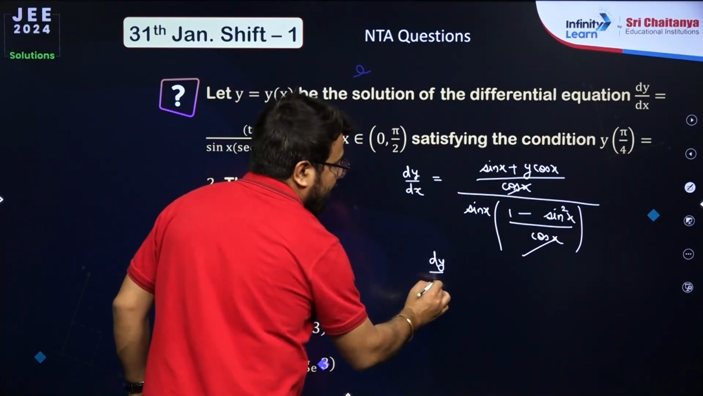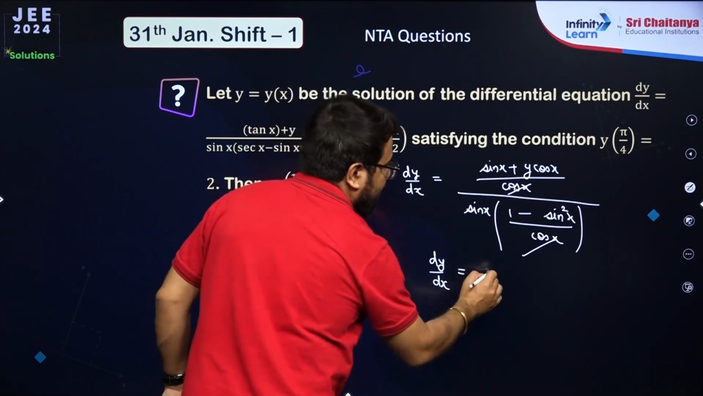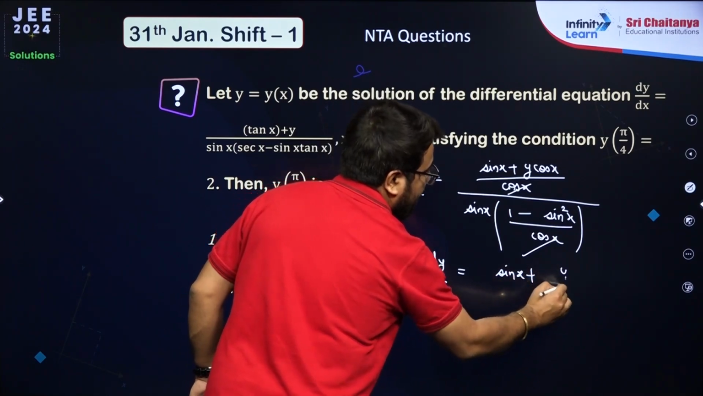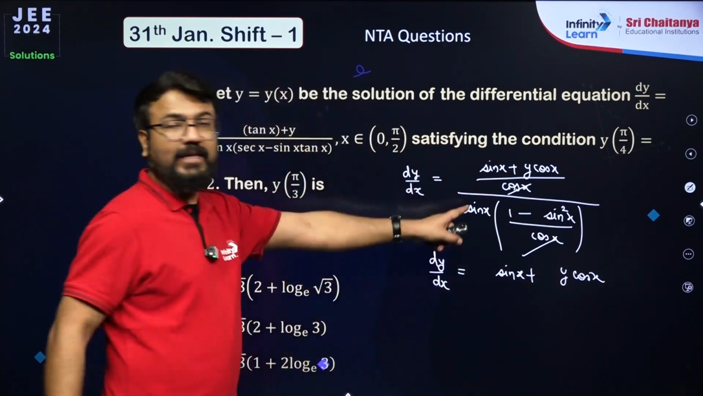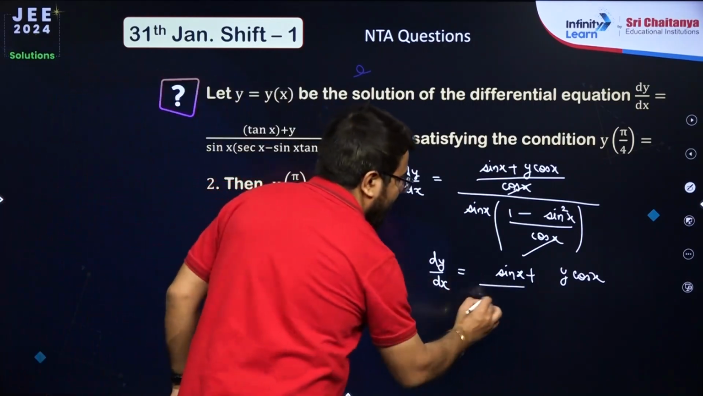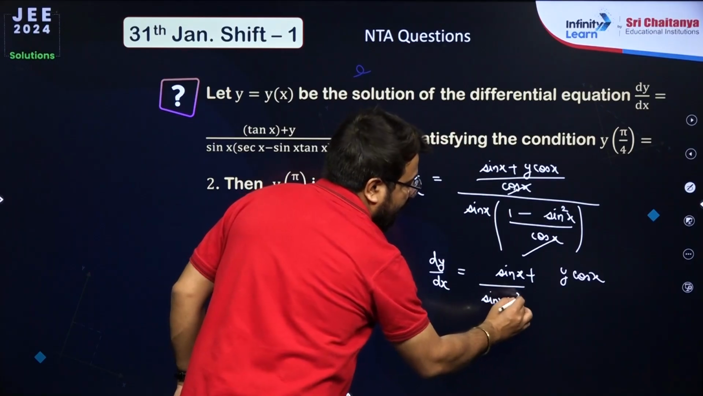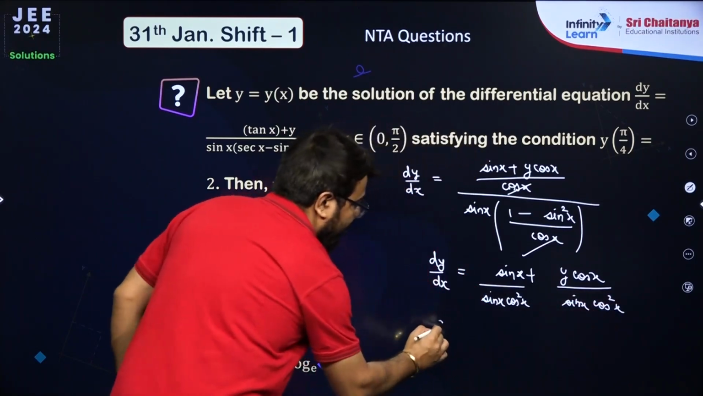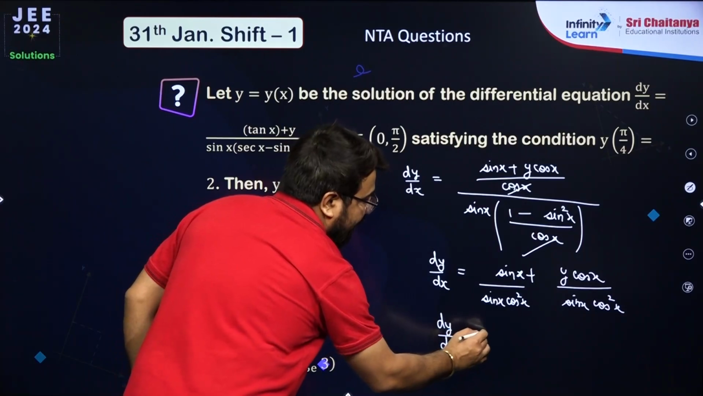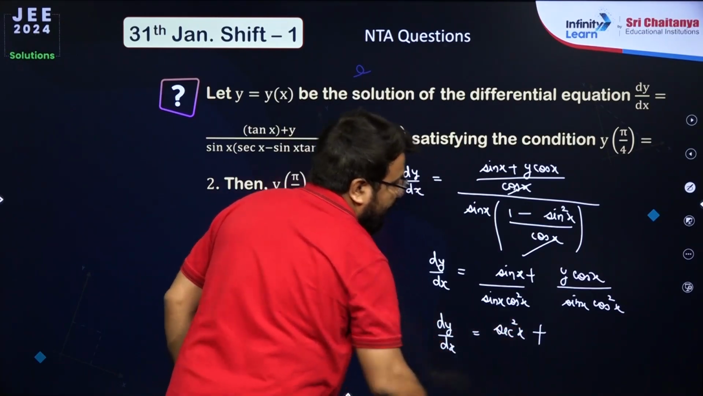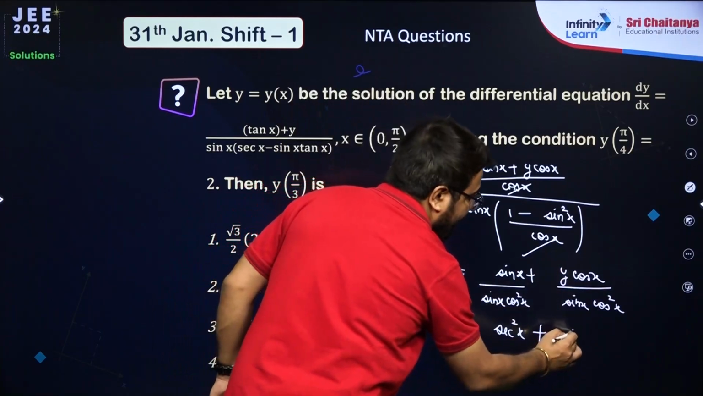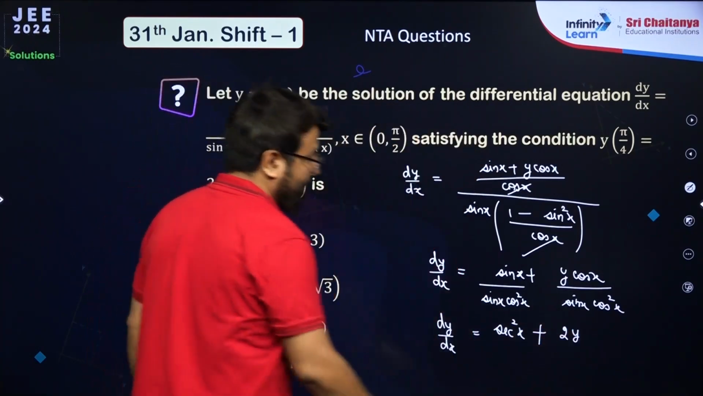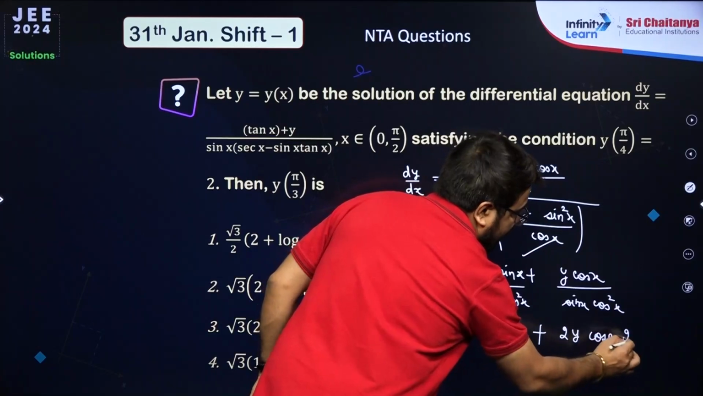Ultimately dy by dx has been substituted with (sin x plus y cos x) whole divided by 1 minus sin square, which is cos square. So here also I will be dividing by sin x into cos square, and here also I will be dividing by sin x into cos square. Now the advantage of doing this will be dy by dx. Sin x and sin x is getting cancelled, it is sec square x. And here cos and cos is getting cancelled, it will be y. If I multiply by 2 to both numerator and denominator, it will become sin 2x in the denominator, which in turn can be written as cosec 2x.